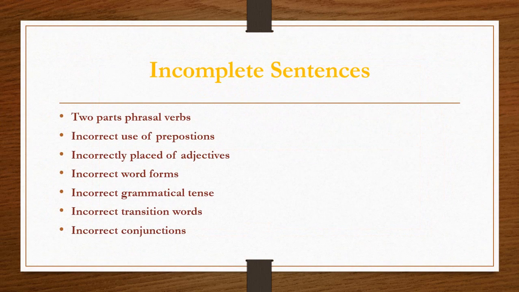Incomplete sentences. To do well in this part, you should know the various parts of speech and how they are used to form a grammatically correct sentence. In particular, you must be careful of two-part phrasal verbs, incorrect use of prepositions, incorrectly placed adjectives, incorrect word forms, incorrect grammatical tense, incorrect transition words such as however, furthermore, etc. Incorrect conjunctions such as and, but, etc.